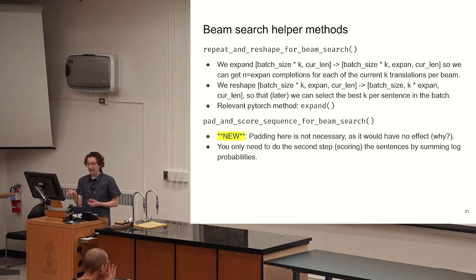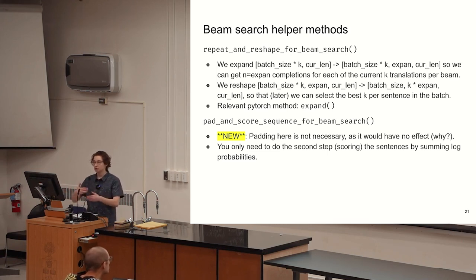The next one is pad and score sequence for beam search. The one thing that I noticed in going through and preparing for this tutorial is that the padding here is actually not necessary. You can still do it, but doing it will have no effect. So in future versions of this assignment, we're just going to call this score sequence for beam search. It's useful to think for a second about the reason why the padding will have no effect. I think that helps give some intuitions for what's happening in the beam search decode method.